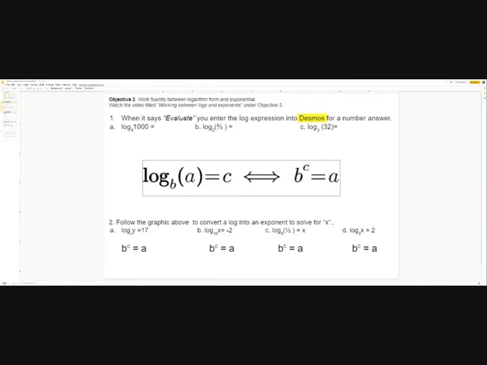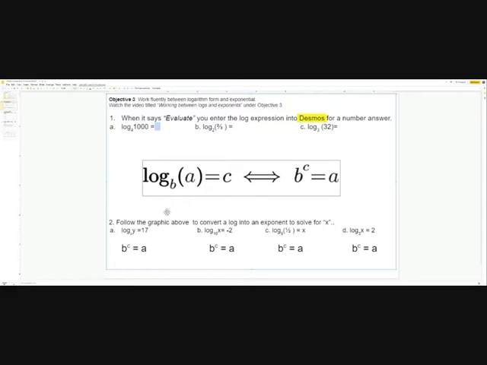Hi everyone, this is the video for objective 3 of the PFA called exponential functions. And it's going to be all about working between logs and exponents. So I'm going to show you two different ways you're going to see a log question on the PFA. The first way, we're going to use Desmos. So it should be pretty easy. You're just typing in exactly what you see in Desmos and you will get an answer.